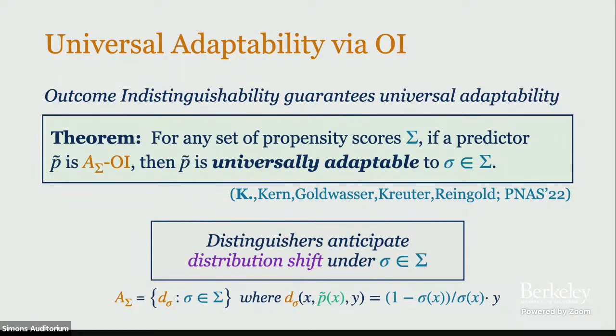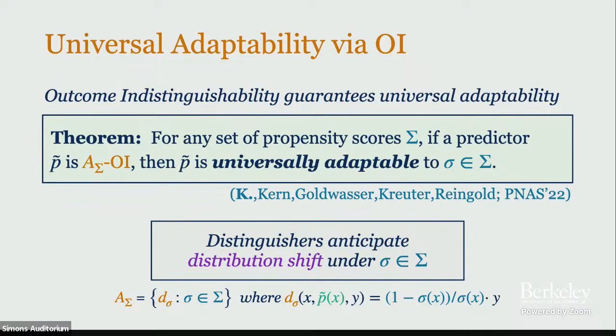It says that for any collection of propensity scores, for any collection of shifts, you can achieve this notion of universal adaptability. And the point is that this collection of distinguishers says, for every shift that I would want to anticipate or handle, anticipate it, compute what the propensity reweighting would be, and be indistinguishable even when I run this.